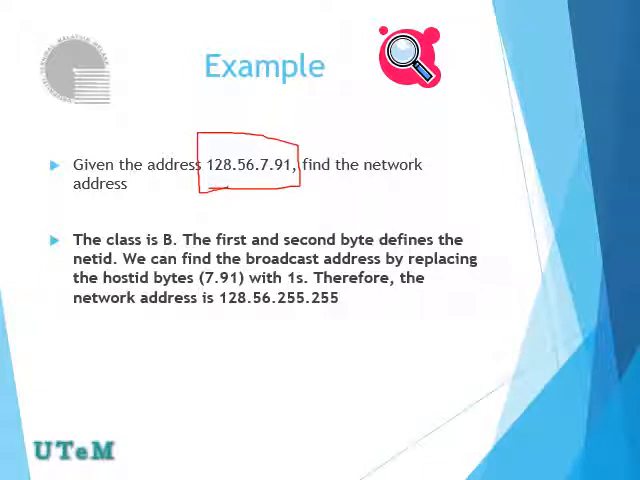128.56.7.91. So how to identify the broadcast address? Not the network address, that is wrong. First of all, let's identify the class. 128 is class B. We know that class B divides the first 2 octets as net and the last 2 octets as host. Since the last 2 octets are host, to identify the broadcast we just change the host to all ones.